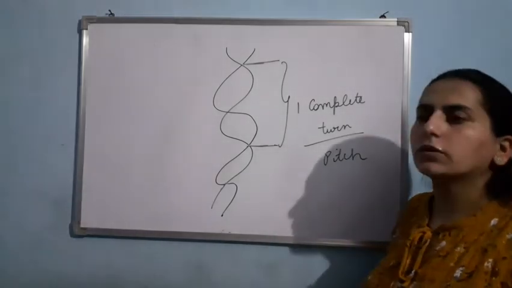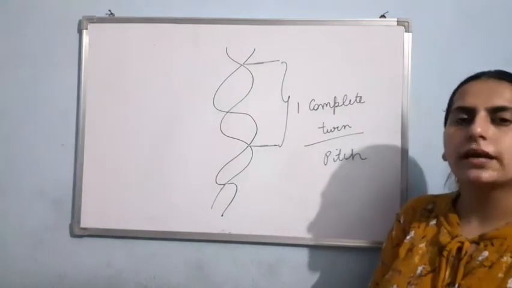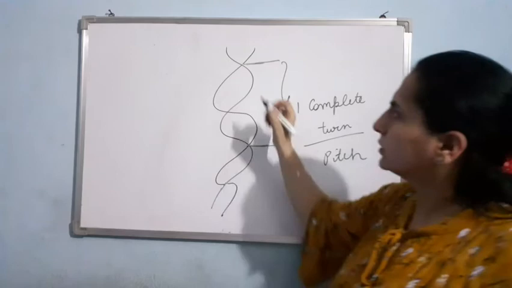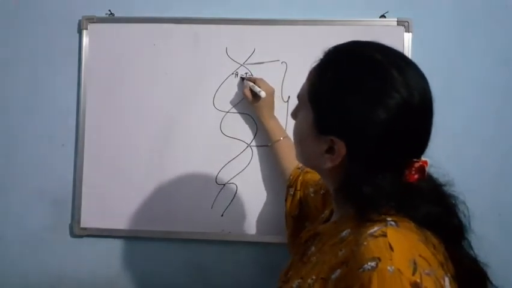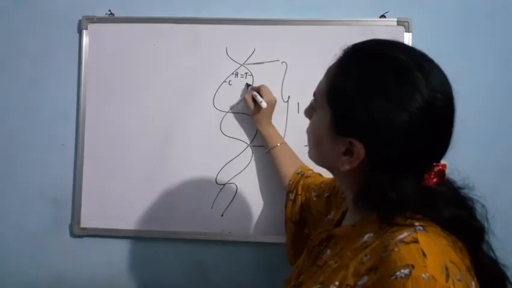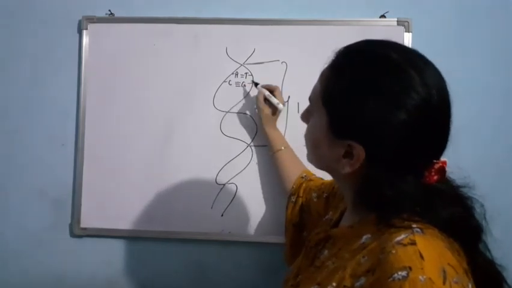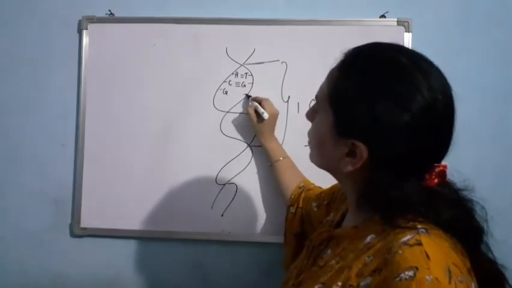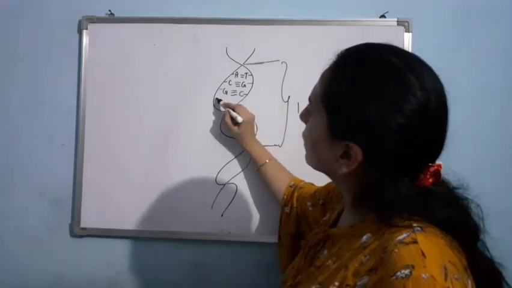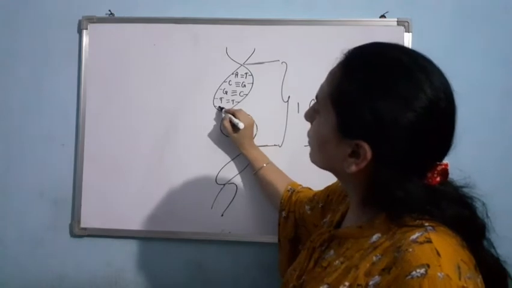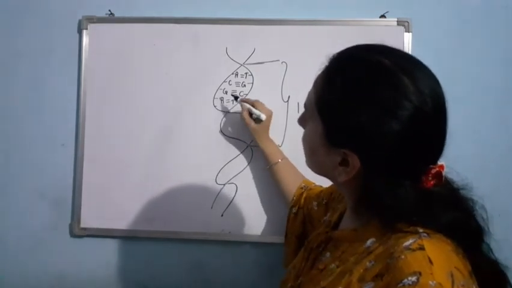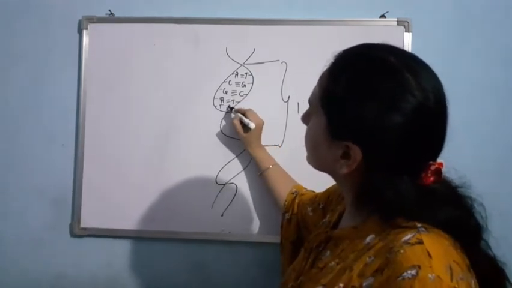Now let me talk about the nitrogenous bases. As you know, the nitrogenous bases will project inwards. Suppose here I am having A, there will be T, that you know. Here if I am having C, there will be G. Here if I am having G, there will be C. Here if I am having A, there will be T. Here if I am having T, there will be A, like this.